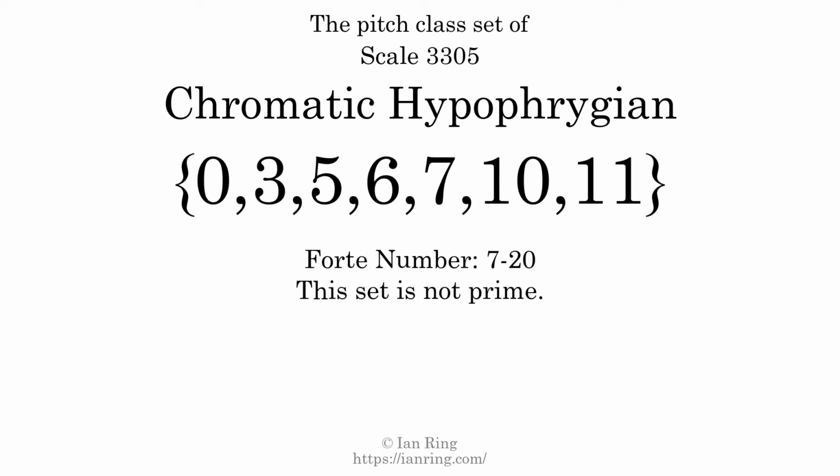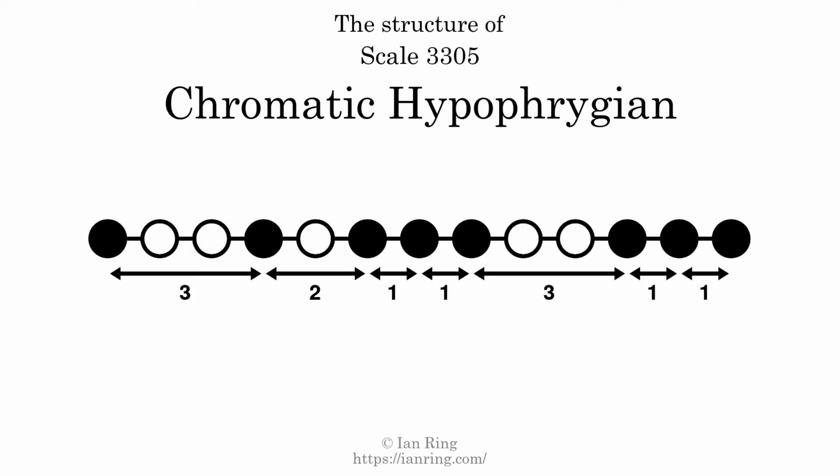The pitch class set for this scale is 0, 3, 5, 6, 7, 10, 11. The fault class is 720. This set is not prime. The structure of a scale is a description of the interval distance between each successive tone. This scale has a structure of 3-2-1-1-3-1-1.